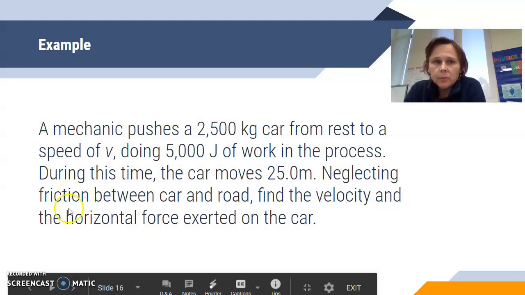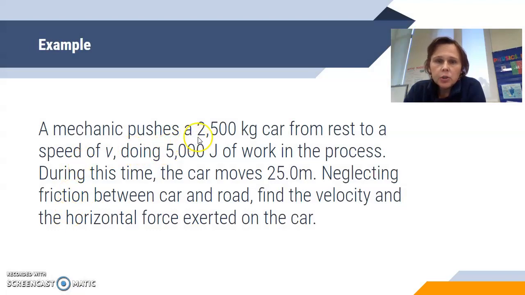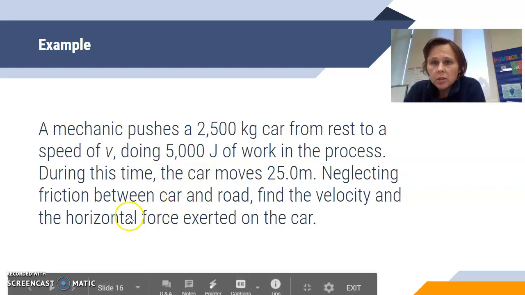Let's look at this example. A mechanic pushes a 2,500 kilogram car from rest to a speed of v, doing 5,000 joules of work in the process. During this time, the car moves 25 meters. Neglecting friction between car and road, find the velocity and the horizontal force exerted on the car.